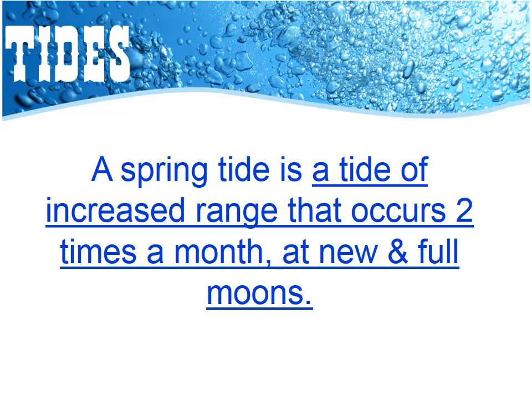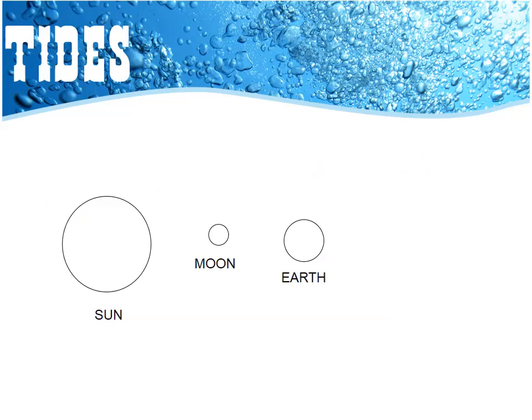And the first one is called a spring tide. A spring tide is when you have an increased tidal range, and this happens 2 times a month, one at the new moon and one at the full moon. So on your paper, there's a spot to draw a spring tide, and the way that a spring tide works is all three, sun, moon, and earth, always line up in a straight line. So one easy way to remember this is they both start with S.